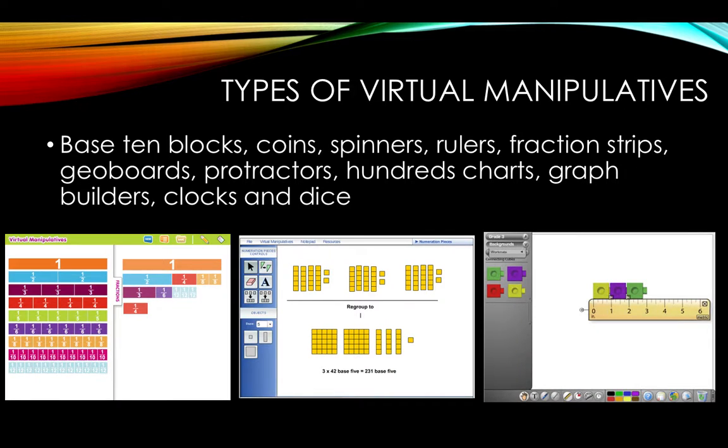There are many different types of virtual manipulatives, and they are available on many different websites and apps, and also there are other programs that can be purchased where these manipulatives can be accessed on both a desktop and a tablet. So some examples include base 10 blocks, coins, spinners, rulers, fraction strips, geoboards, protractors, hundreds charts, graph builders, clocks, and dice. And those are just some of the tools that are available. So as you can see in the photos below, fraction strips, base 10 blocks, and a ruler are shown to help students understand these mathematical concepts.